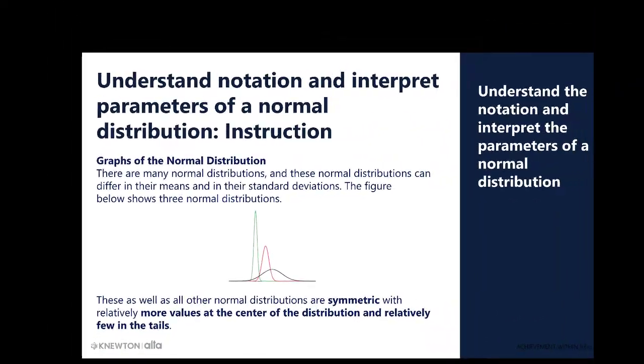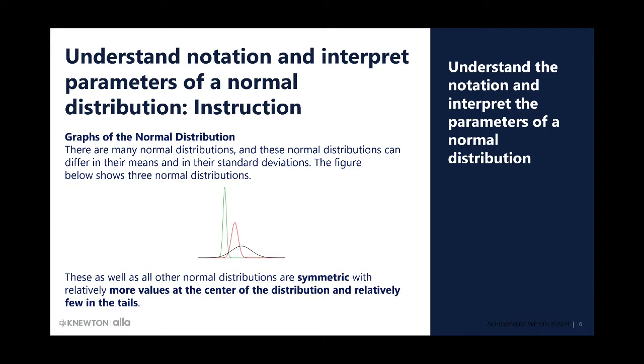The mean tells you the location of the center of your normal distribution, and the standard deviation gives you an idea of the spread of your distribution. Maybe we should write that down. Mean gives you the center of the distribution, whereas the standard deviation gives you an idea of the spread of the distribution.